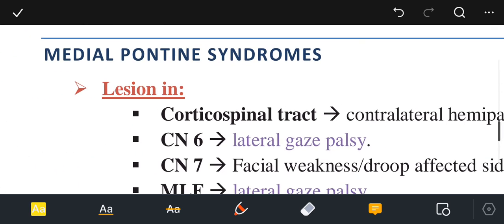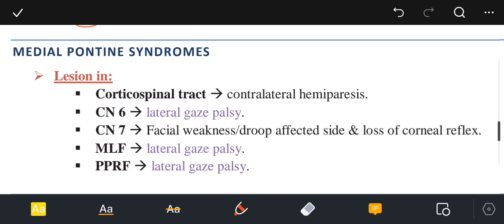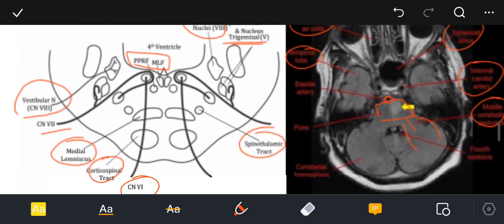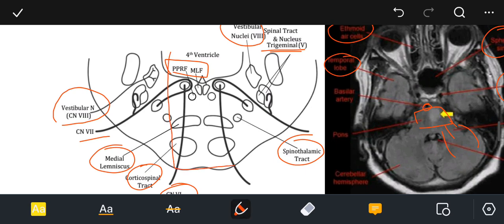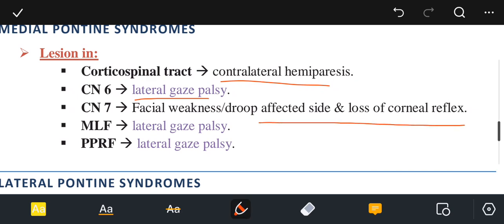Moving forward to the medial pontine syndromes. In the medial pontine syndromes, the lesion in the corticospinal tract will result in contralateral hemiparesis. Cranial nerve 6 will lead to lateral gaze palsy. Then cranial nerve 7. If I draw the pons like this, so this is a pons. If there is damage to the medial pons, the middle portion of the pons, you can see cranial nerve 6 and cranial nerve 7 will be gone, and they will have manifestations of lateral gaze palsy and facial weakness, droop of the affected side, and loss of the corneal reflex. The medial longitudinal fasciculus will be affected, and that will cause the lateral gaze palsy.